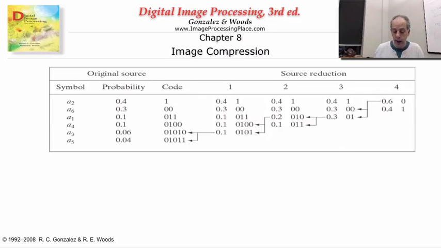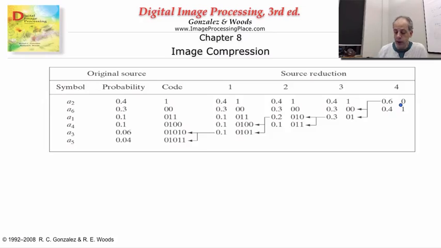Now it's time to give the code. What I have done here is redraw the graph that we have in the previous slide. So this is the first column, this is the second column, the third column, the fourth column, and the fifth column. And now I'm going to go backwards, assigning codes. To 0.6 I assign 0, and to 0.4 I assign 1.